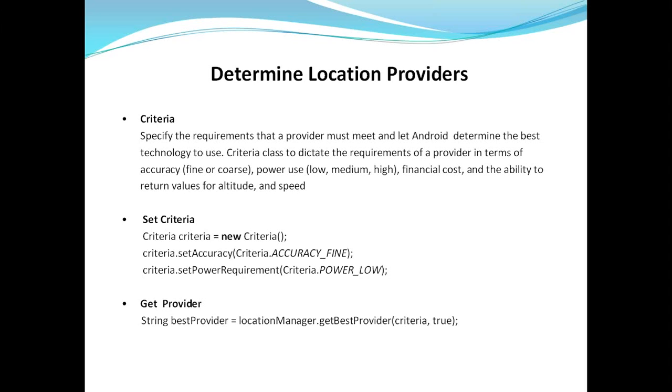To set the criteria, we just need to define a Criteria object by initializing it, and then we can set the accuracy using Criteria.ACCURACY_FINE, and set the power requirement using Criteria.POWER_LOW. So it will search only for those providers having fine accuracy and low power. The method used here to determine this is the LocationManager's getBestProvider.